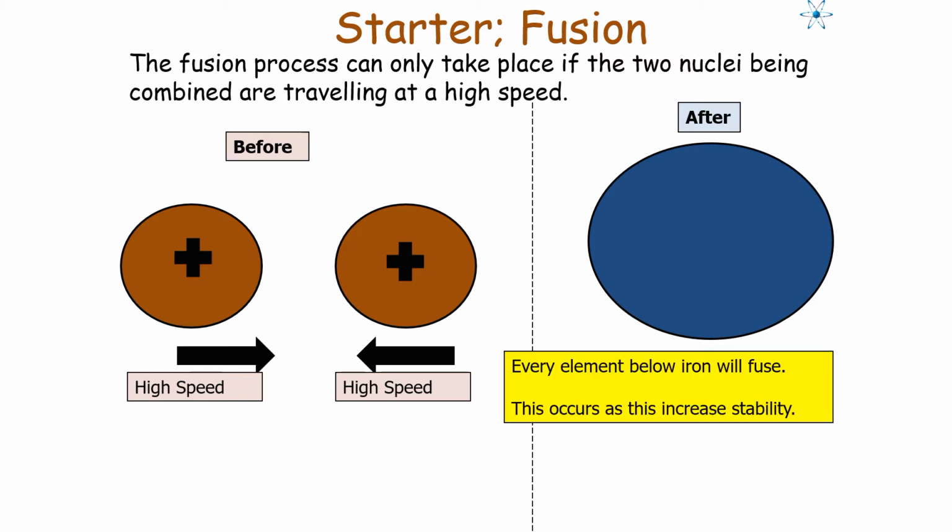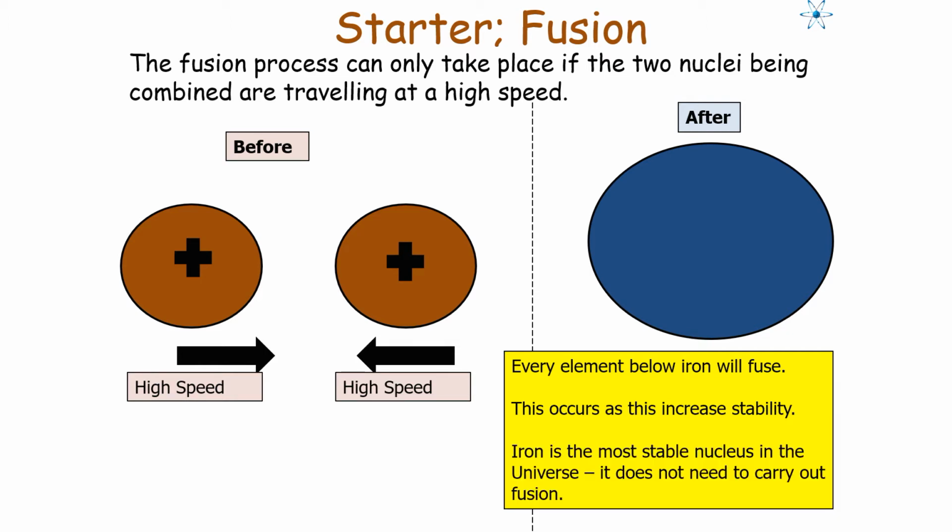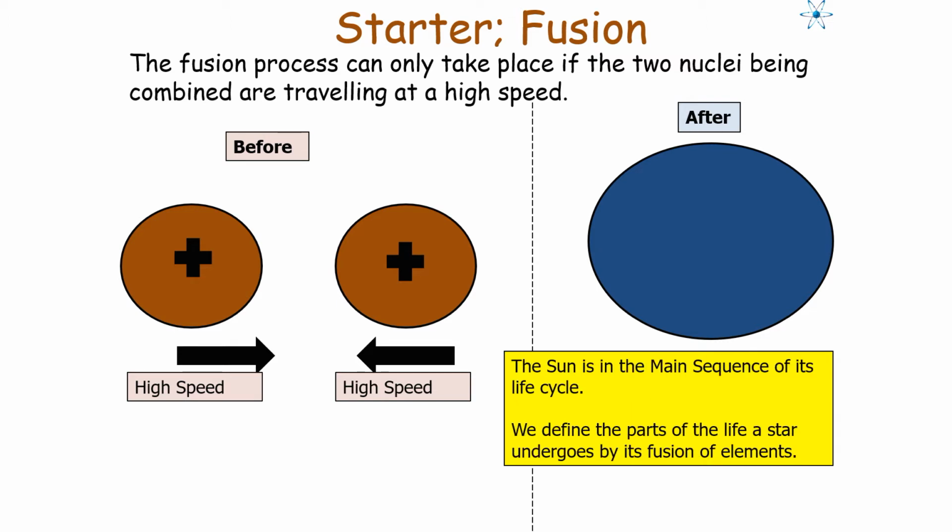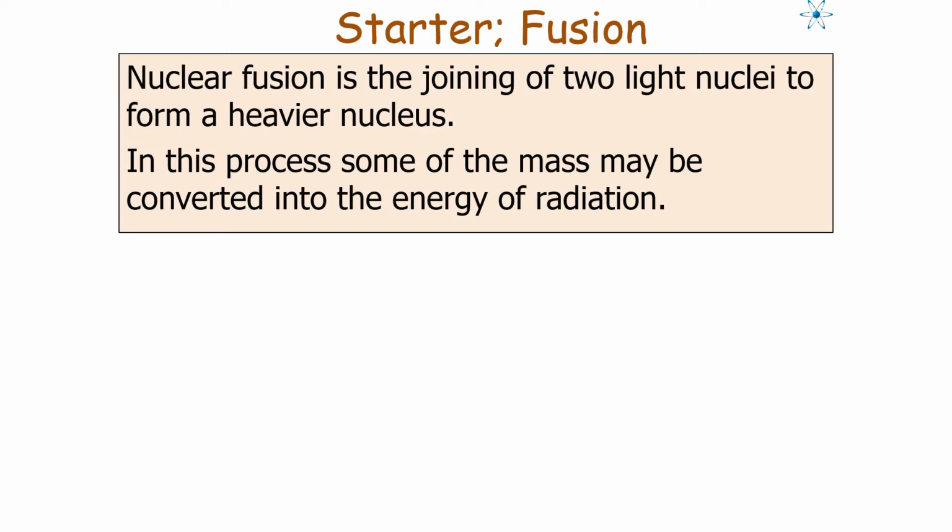Every element below iron will fuse together, as this increases nuclear stability. Remember what we said previously, iron is the most stable nucleus in the universe. It does not need to carry out nuclear fusion. Now the sun is in the main sequence of its life cycle. All stars are actually carrying out nuclear fusion, and we can define the parts of the life a star undergoes by its fusion of different elements. Because the sun is in the main sequence of its life cycle, it means it's fusing hydrogen nuclei together to form helium. So nuclear fusion is the joining of two light nuclei to form a heavier nucleus.